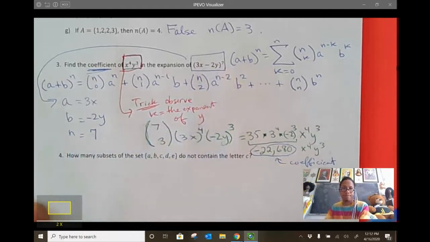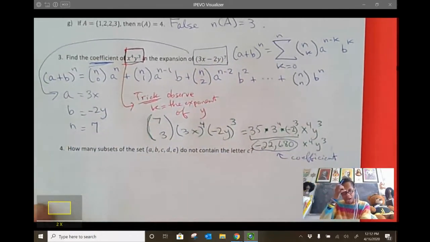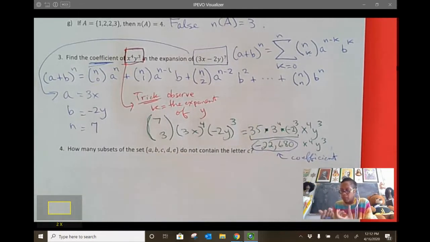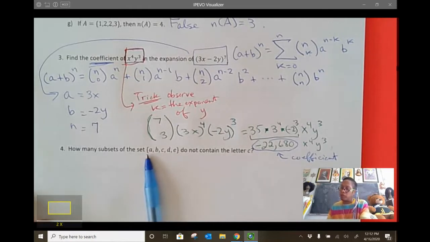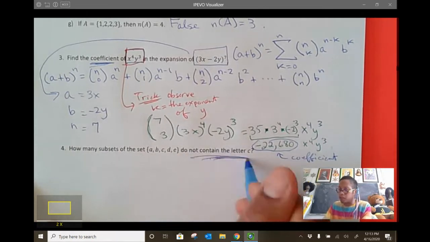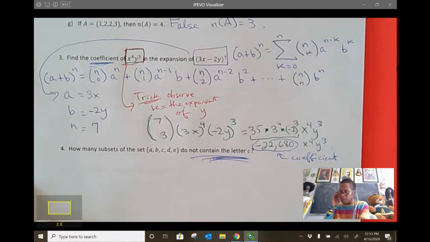Okay. How many subsets of the set A, B, C, D, E do not contain the letter C? This is exactly like the pizza problems. Say there's 5 pizza toppings. These are pizza toppings, right? And I want to know how many possible ways can I get these pizza toppings. I can choose none of the 5, or 1 of the 5, or 2 of the 5. But not really, because we're saying does not contain the letter C.